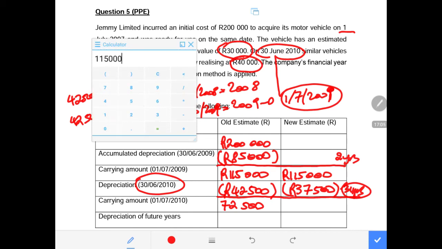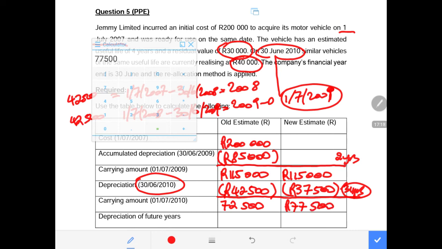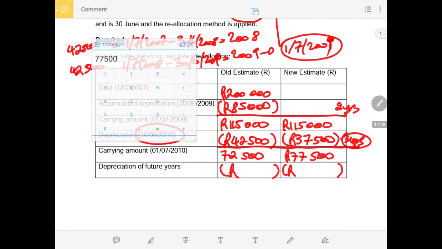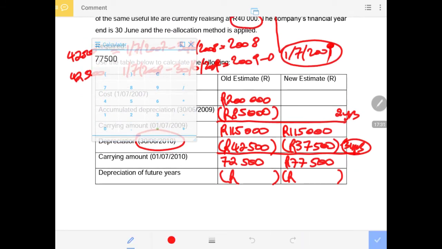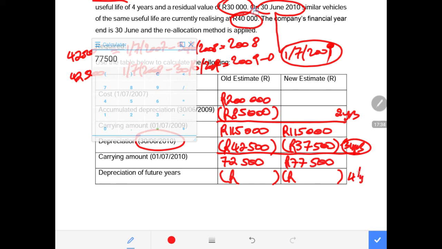Remember, 115,000 rands now is our cost, which was previously the carrying amount, minus 37,500. And this gives us the carrying amount of 77,500 rands. Then I will say, how much is the depreciation for future years? Depreciation for future years, first of all, how many years are left? We only have 1 year left, which is the 4th year. This is the 4th year that is left, meaning only 1 year is left. So now we already do have depreciation for 1 year.